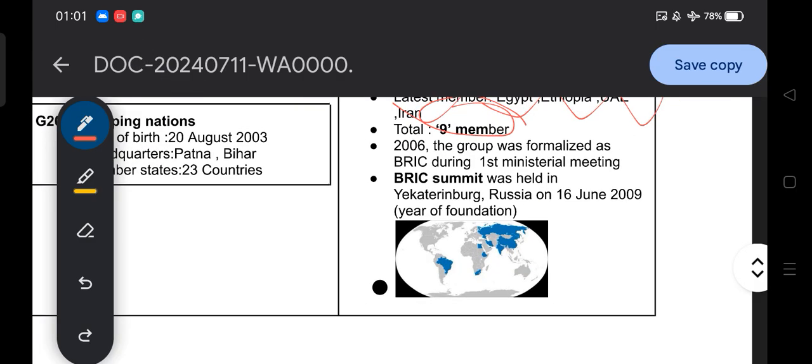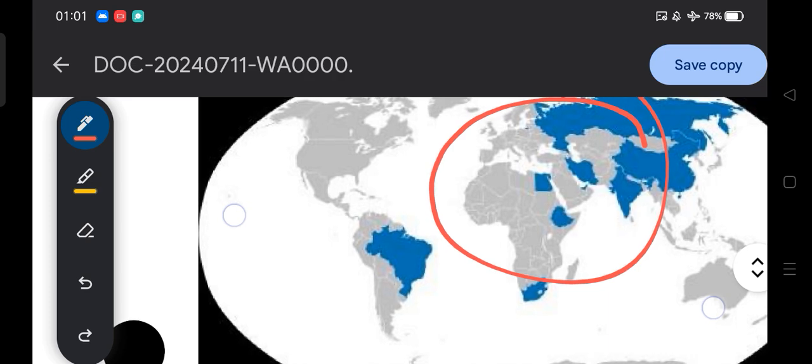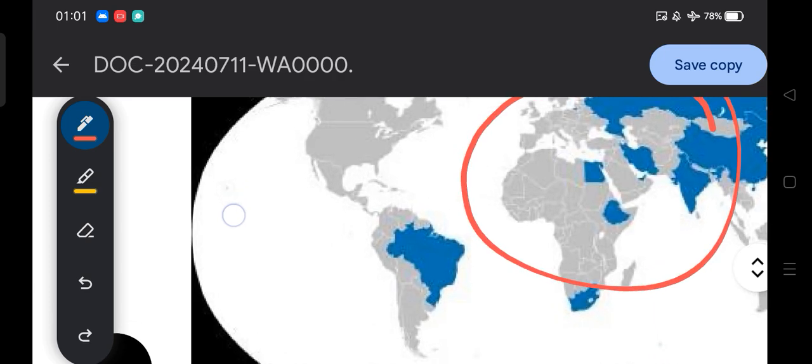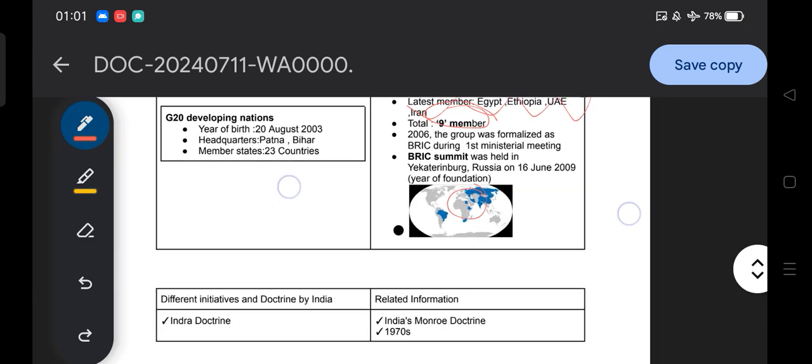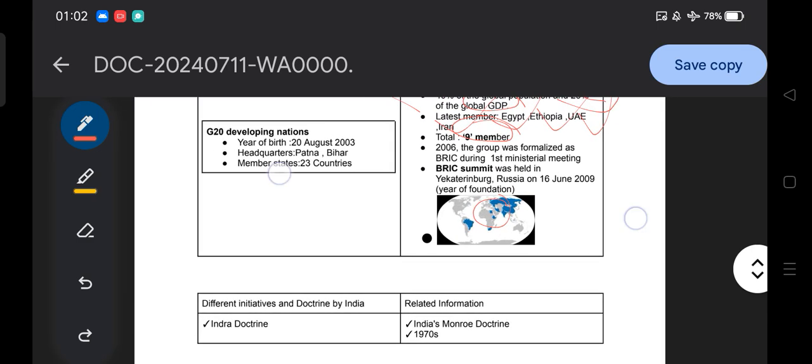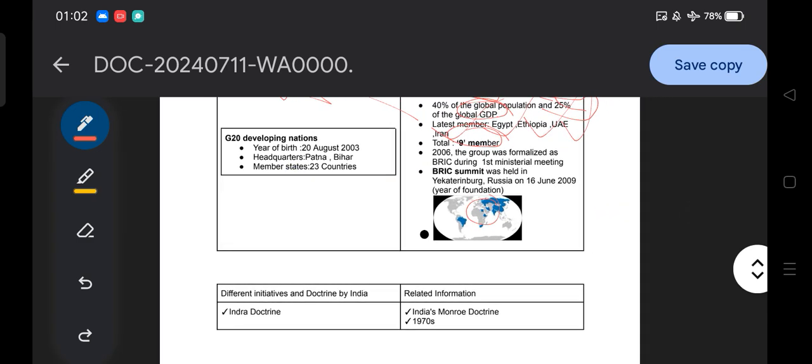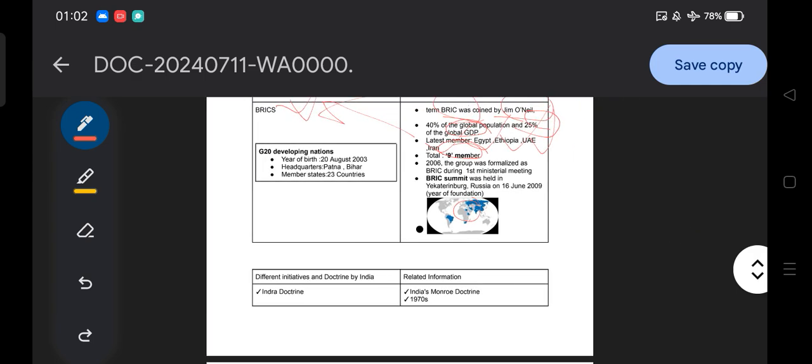If I highlight the map, you can see Egypt, this one is Egypt, this one is Ethiopia, this is Iran and UAE. So they basically joined BRICS. Okay, who joined? Egypt, Ethiopia, UAE and Iran. Iran is also part of SCO, Iran is also part of BRICS, India is also part of BRICS, India is also part of SCO.